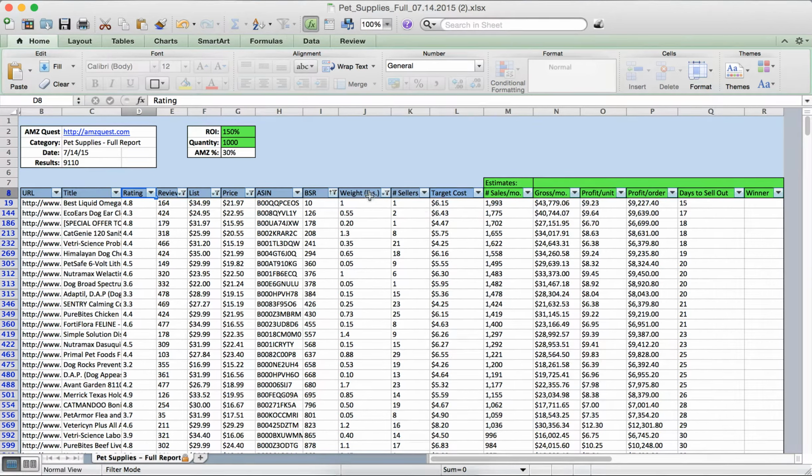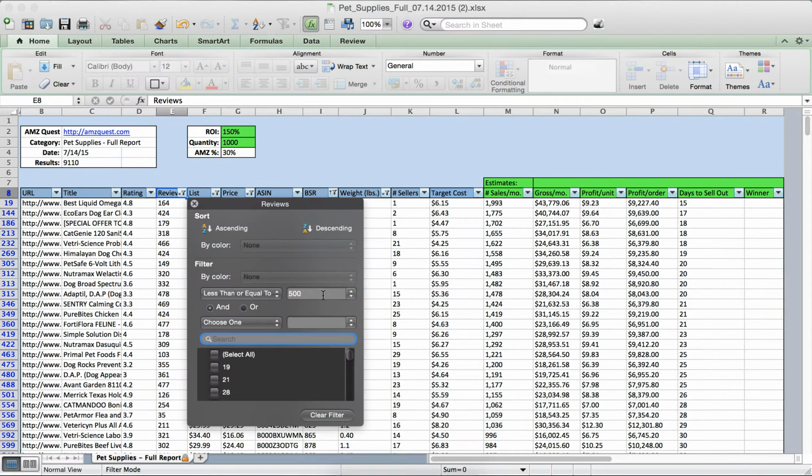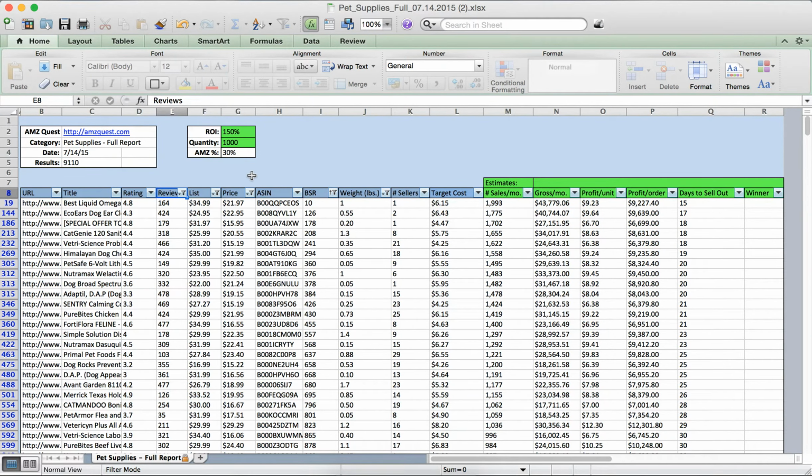Let's move on to the next column, which is going to be reviews. For me personally, I don't want to be dealing with competitors that have thousands upon thousands of reviews. I like to work with a number that's more manageable. So for me, I want to be looking at competitors that have less than or equal to 500 reviews. By entering into a new market, this number is much more manageable for me to sort of get a foothold into that market. So that number is going to be less than or equal to 500 reviews.